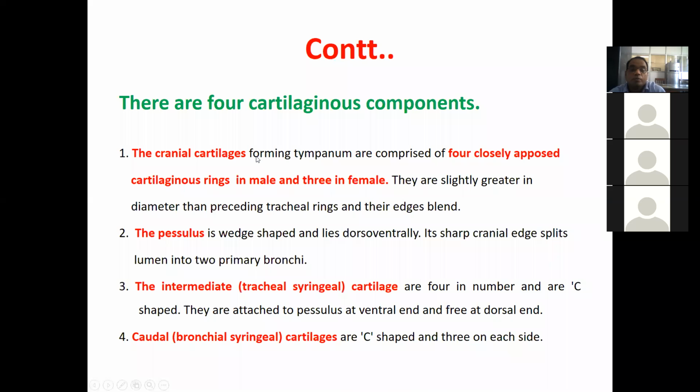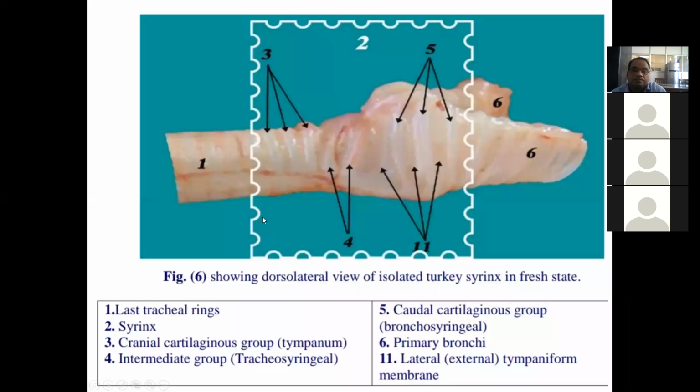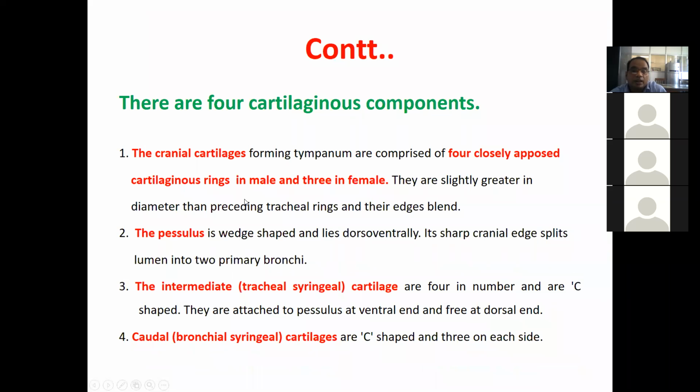This cranial cartilage forms the tympanum. So inside the structures, you see this one is called the tympanum, and this is formed by the cranial cartilage. This cranial cartilage forms the tympanum and the four closely opposed cartilaginous rings. So this cranial cartilage is made up of four closely opposed cartilaginous rings in the male. In case of the male, there are four cartilaginous rings in the cranial cartilage, but in case of the female, there are only three cartilaginous rings.